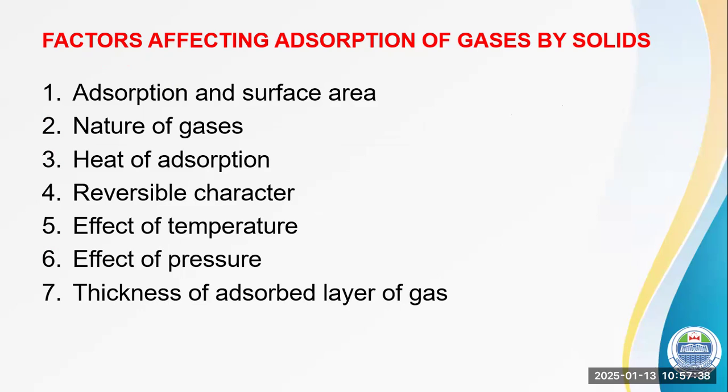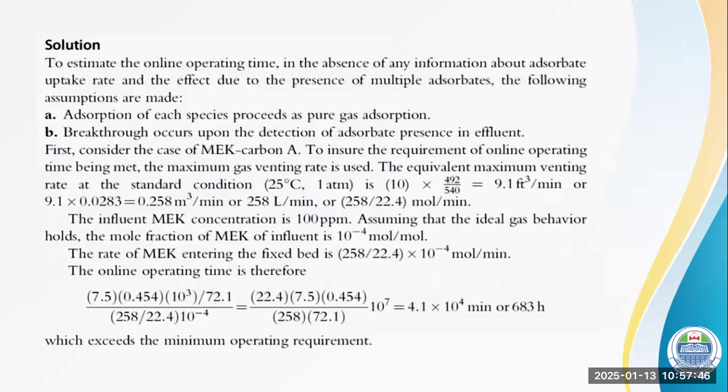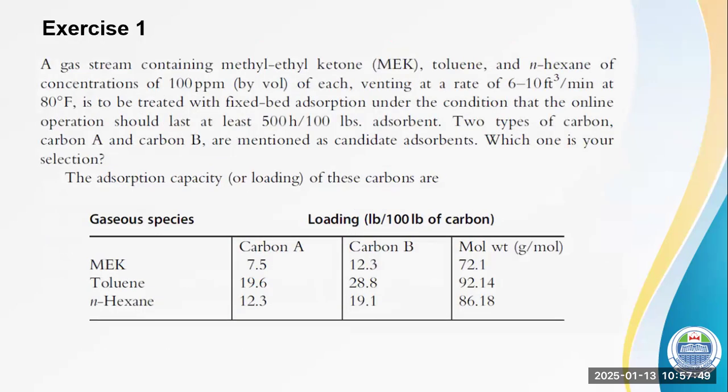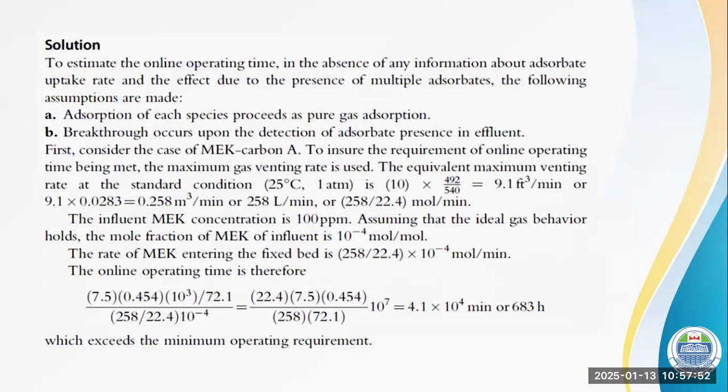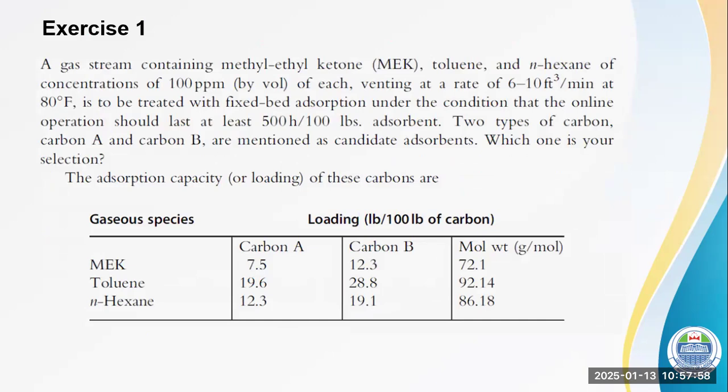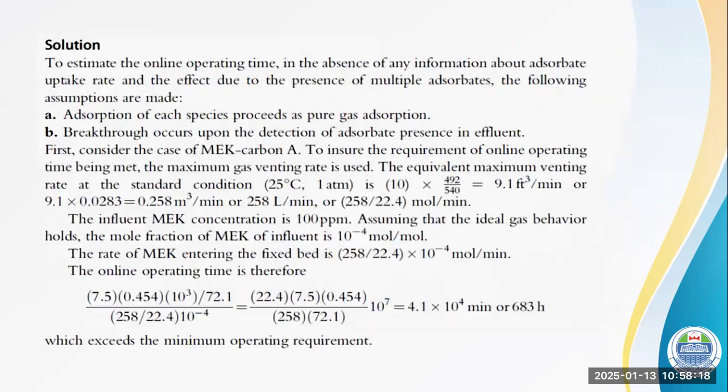When it comes to the choice of adsorbents in industrial processes, we'll also run through this exercise. I believe you should have laid your hands on this exercise. Please do if you have not. So this basically looks at carbon A and carbon B, and which one would be your best selection, based on the few characteristics which are stated in the question. So it's solved here.